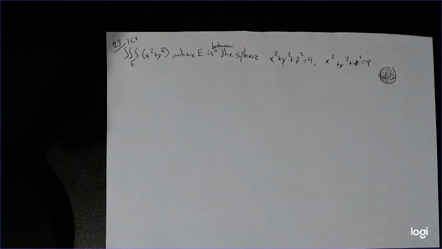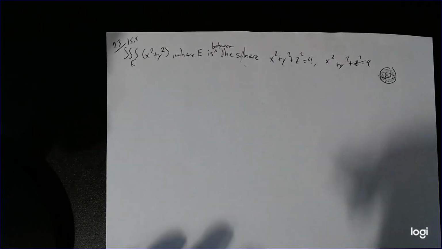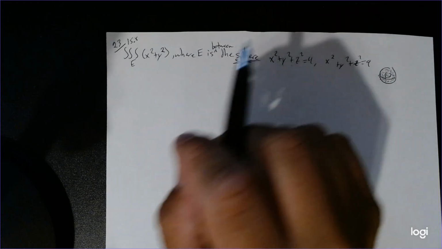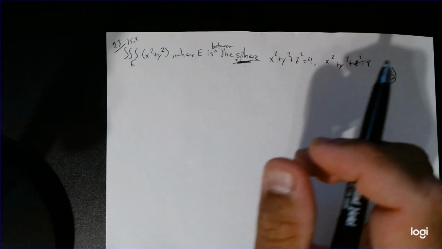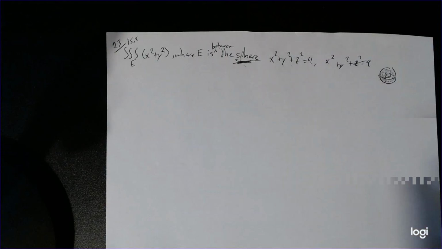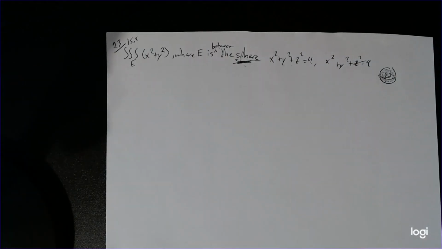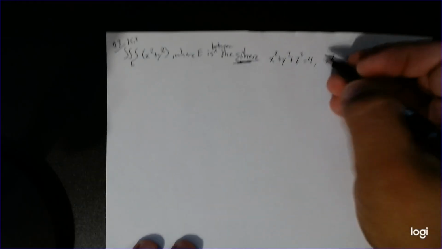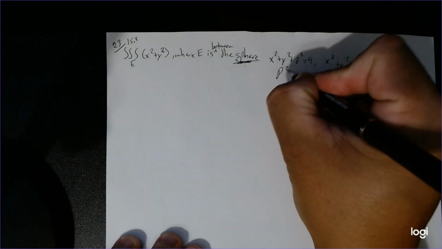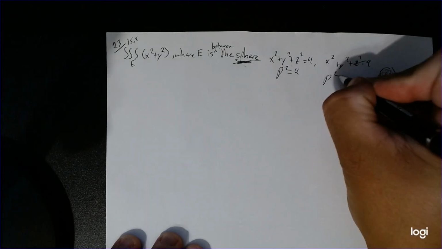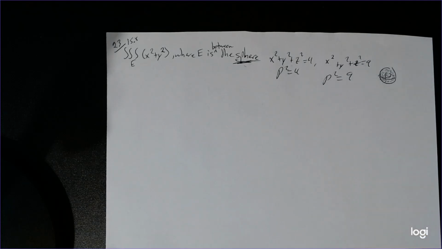All right, so since we have spheres, right? There's your hint. We're going to use spherical, not cylindrical coordinates. All right, so that one I do not memorize the conversions. Where is it? Here it is. Okay. All right, so we have rho squared is equal to 4, and rho squared is equal to 9, right? Because rho squared is equal to x squared plus y squared plus z squared. If I'm not mistaken, yeah.